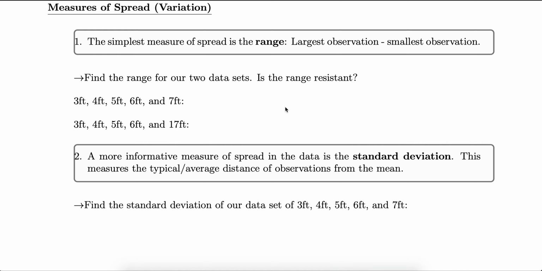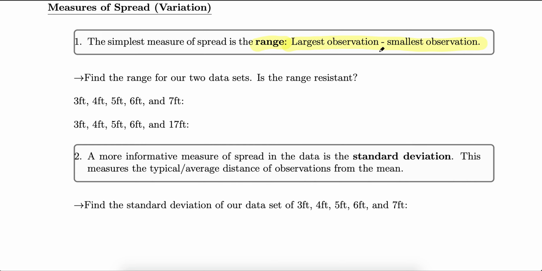About measures of center and which one to use in different settings, let's move on to measures of spread or variability in the data. The first one we're going to talk about is the range. This is the simplest measure of spread, and just think of it as the difference or the distance between the largest data point and the smallest data point.